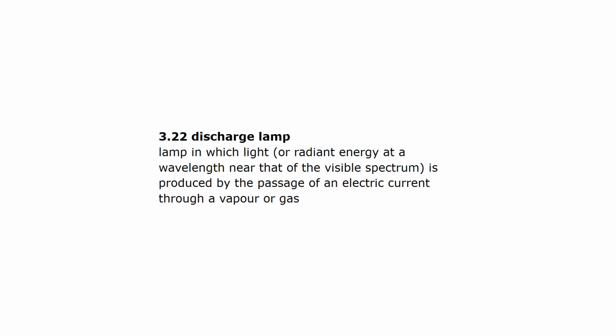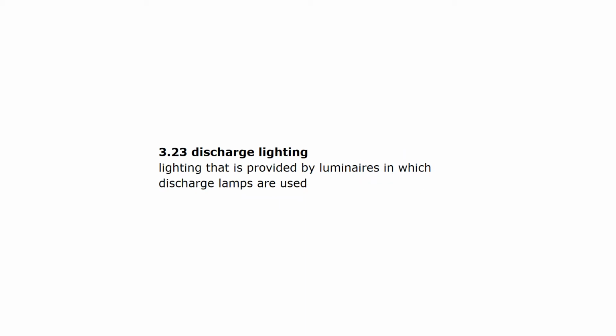Discharge lamp, lamp in which light or radiant energy at a wavelength near that of the visible spectrum is produced by the passage of an electrical current through a vapor or gas. Discharge lighting, lighting that is provided by luminaires in which discharge lamps are used.